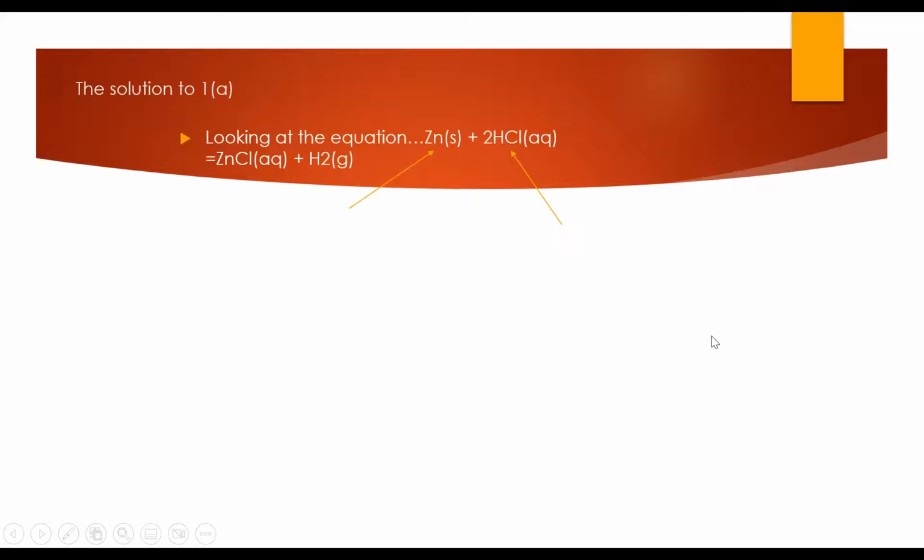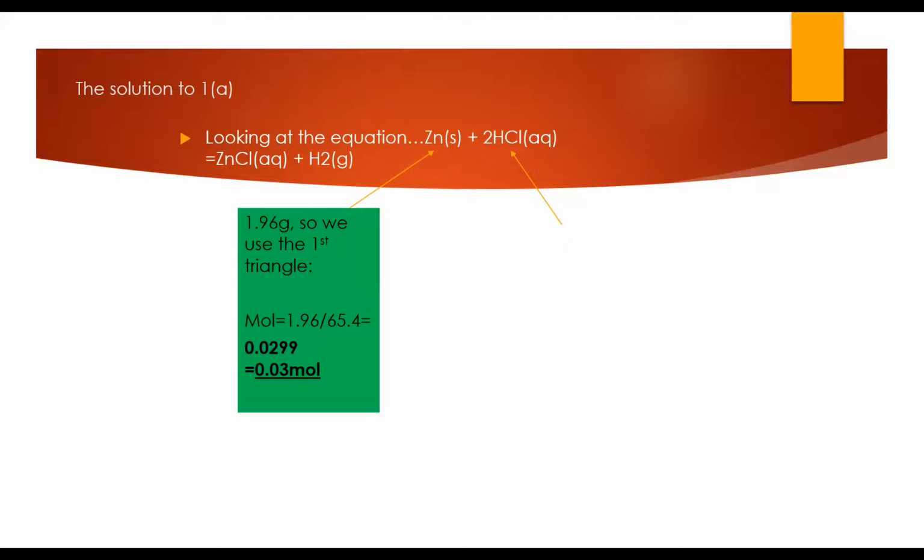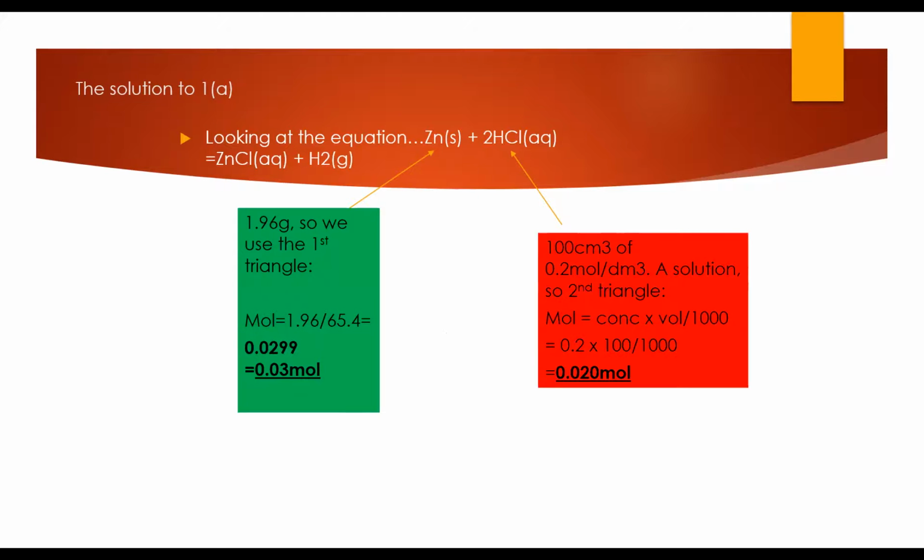So we've got Zn and 2HCl. Using the first triangle, moles for zinc is 1.96 over 65.4, which is 0.03 approximately. The HCl is 100 over 1,000 times the 0.2, which is 0.02. So it looks like the zinc is in excess, and it is. To be in excess, if the zinc was 0.03, the HCl would have to be 0.06 or more, because it's twice as many. It's unusual for them to give you something like that.